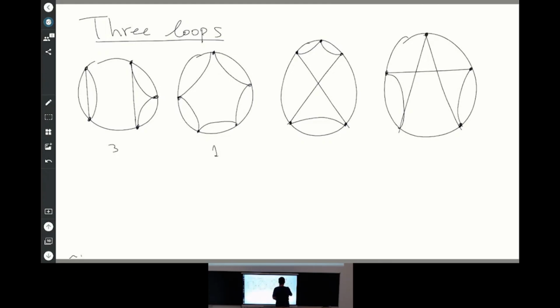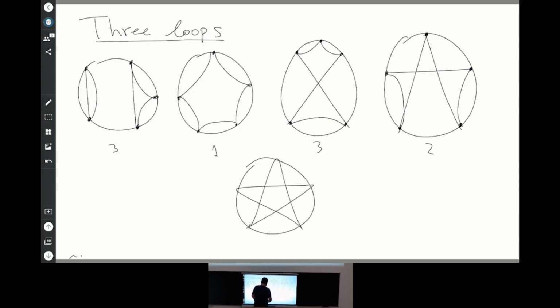That looks like this. And this has 3. This has 2 inequivalent vertices. And finally, there is this one, that you should be careful not to draw upside down. Okay? So these are the 5 diagrams you have that contribute to A.